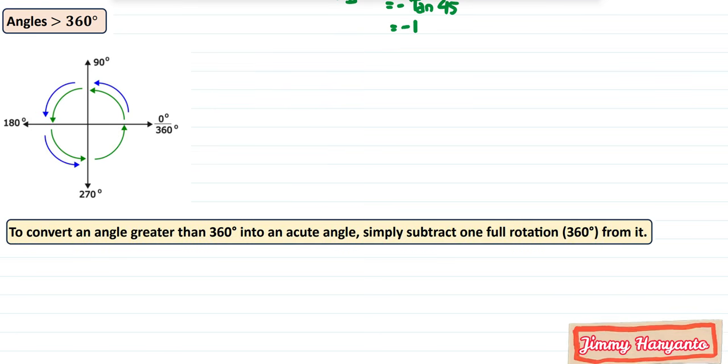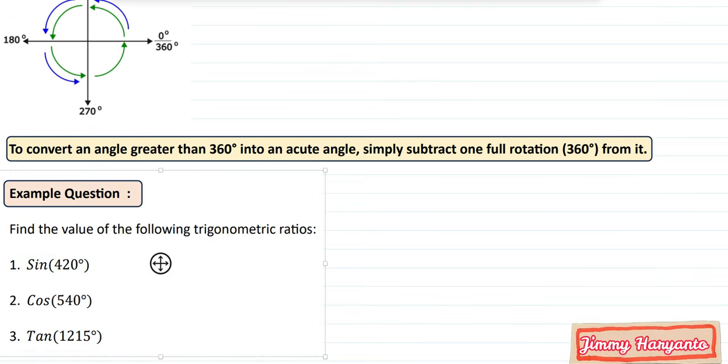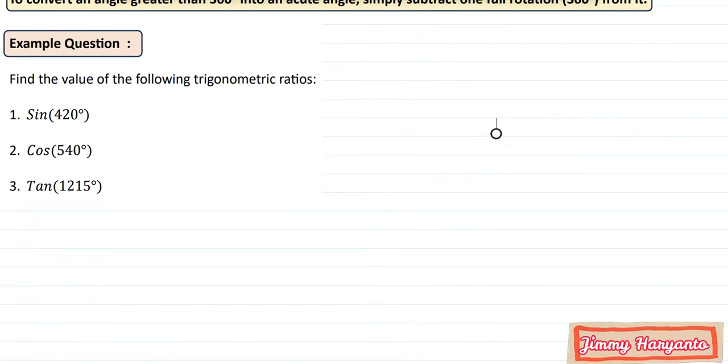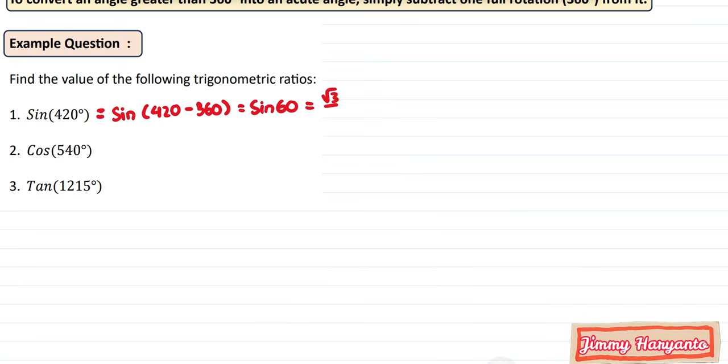And then to convert an angle greater than 360 into an acute angle, simply subtract one full rotation, 360 degree, from it. Example question, we have sine 420 degree. Because the angle is more than 360 degree, we cannot determine the positive or negative value first, but we have to make this smaller by subtracting it with 360. We have sine 60, since sine 60 is square root of 3 over 2.